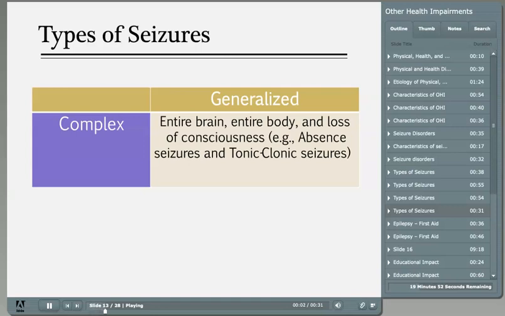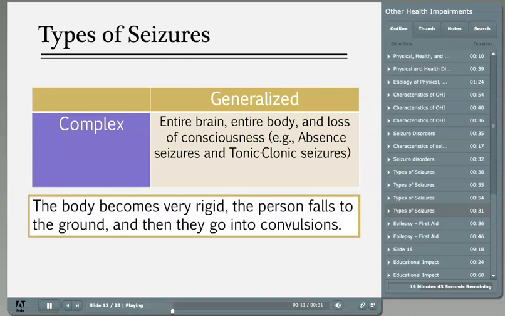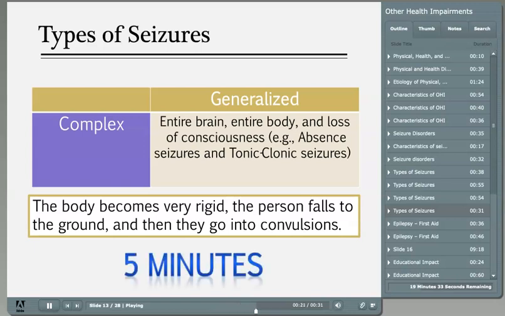Generalized complex seizures, such as tonic-clonic seizures, are what people typically think of when they envision a person having a seizure. The body becomes very rigid, the person falls to the ground, and then they go into convulsions. The convulsion state of the seizure should not last for more than 5 minutes. After the seizure has subsided, the individual may need to rest. Effects of the seizure can last from a few minutes to a few hours.